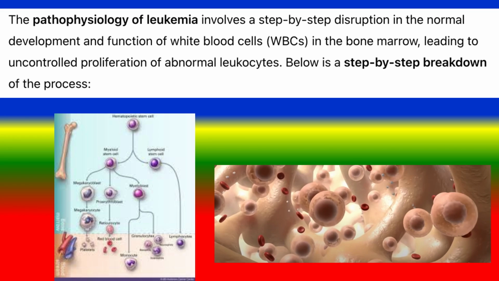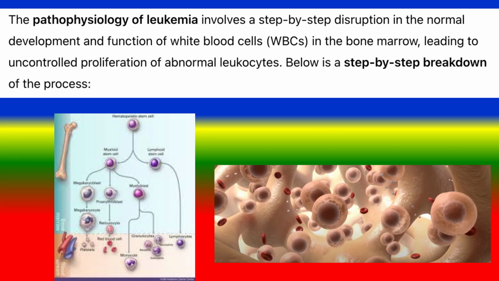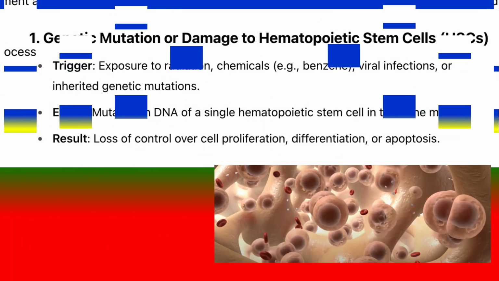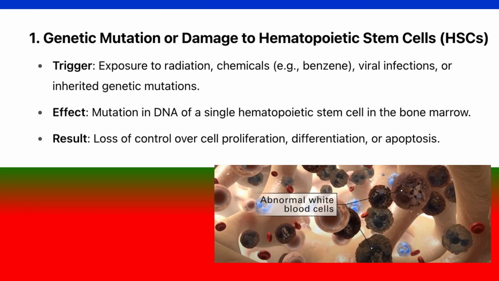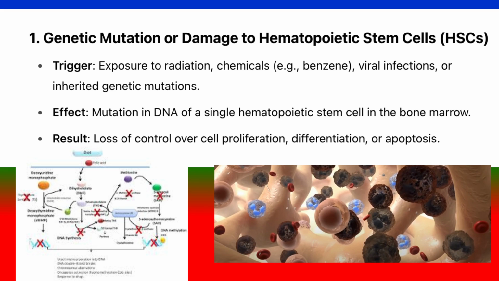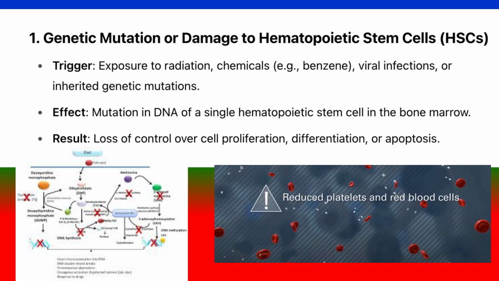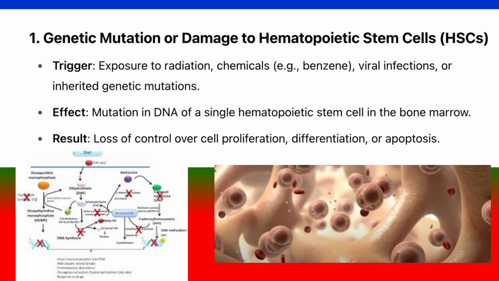Step-by-step pathophysiology of leukemia. 1. Genetic mutation or damage to hematopoietic stem cells, HSCs. Trigger: exposure to radiation, chemicals, e.g. benzene, viral infections, or inherited genetic mutations. Effect: mutation in DNA of a single hematopoietic stem cell in the bone marrow. Result: loss of control over cell proliferation, differentiation, or apoptosis.